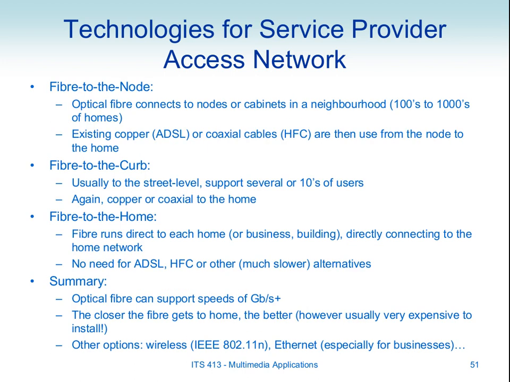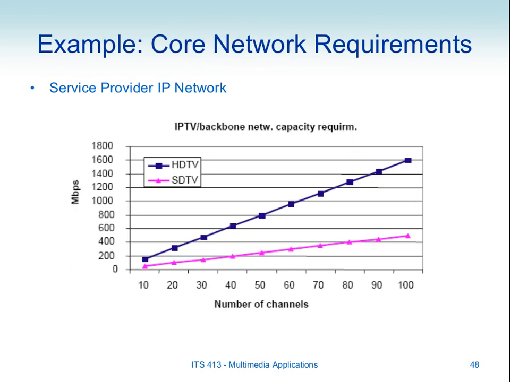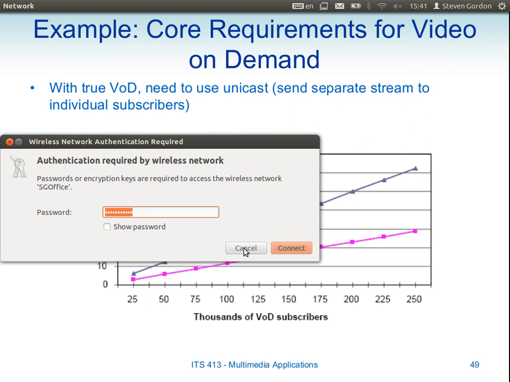So, in terms of the capacity requirements, let's summarize. Inside the core network, owned by, say, the ISP, they need enough capacity in there to support the number of channels that they want to deliver across that network. With normal TV channels, we can use multicast, and therefore the capacity scales related to the number of channels. If we want to support video on demand, then we cannot use multicast, we must use unicast, and therefore the capacity depends upon the number of subscribers and number of users.